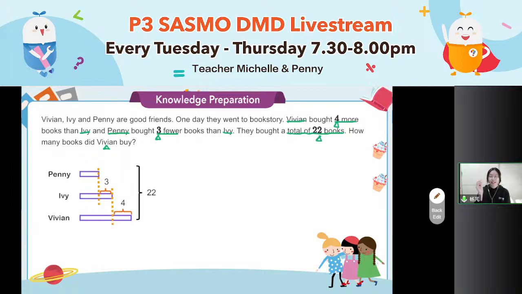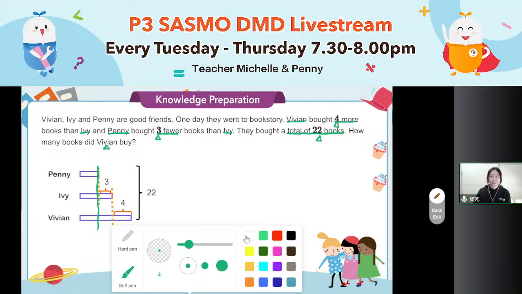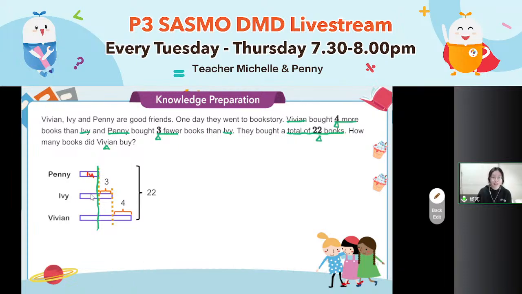How? Let's think of a method, a way to make them the same. If I cut from here, this 3 bar, they will be the same, right? We take Penny as 1 unit. Then Vivian will be 1 unit, 3 more. Effie will be 1 unit and 3 more. Vivian is 1 unit, but beside the 1 unit, it will be a little longer part.